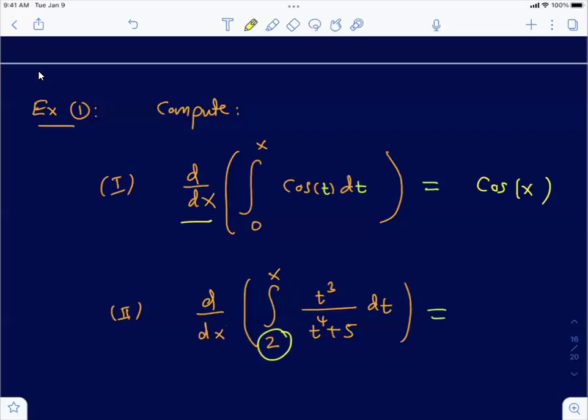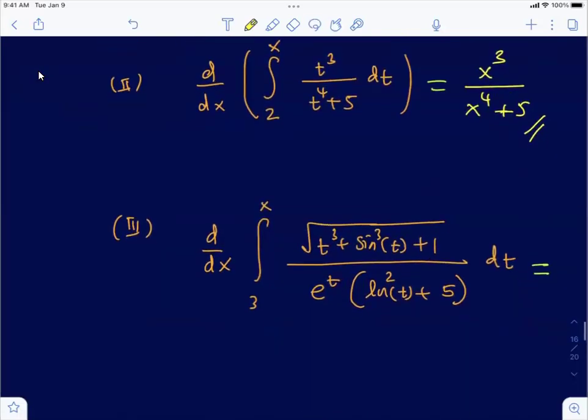Always check the recipe. And then you're going to write this function in terms of x. So the answer is going to be x cubed divided by x to the 4 plus 5. It's that simple. No justification is needed in this case, because the justification is hidden behind the fundamental theorem of calculus, and this is a result that is worth knowing. So that's why you get the credit only for knowing this fact.